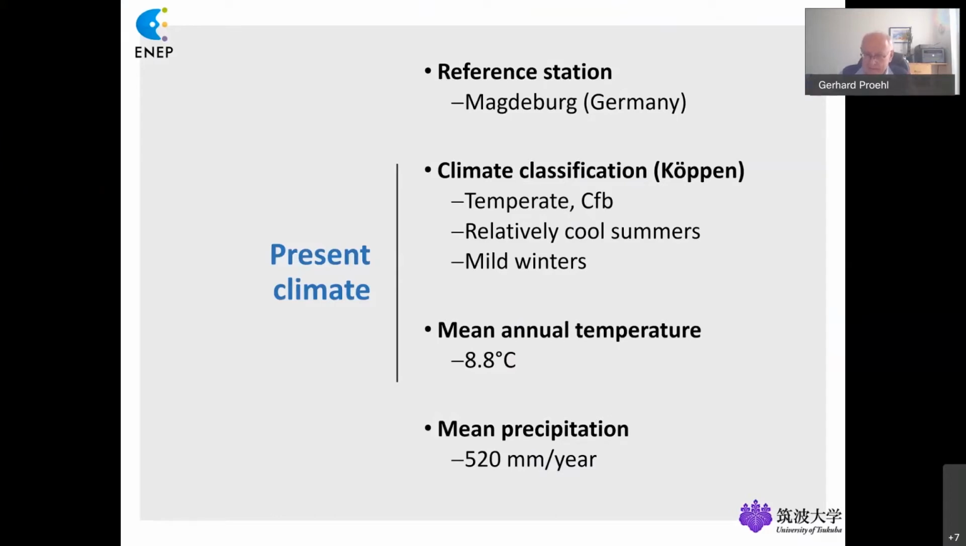I know you live in Japan. But nevertheless, I present you this example from Germany because I hope it can illustrate well the ideas behind this analog approach.